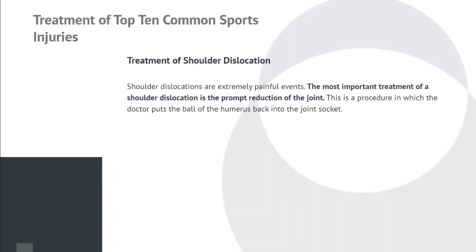Treatment of shoulder dislocation. Shoulder dislocations are extremely painful events. The most important treatment of a shoulder dislocation is the prompt reduction of the joint. This is a procedure in which the doctor puts the ball of the humerus back into the joint socket.